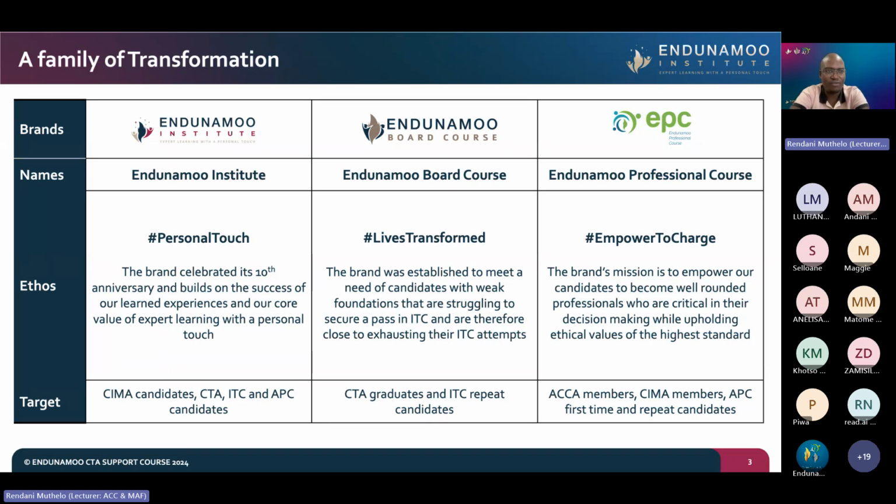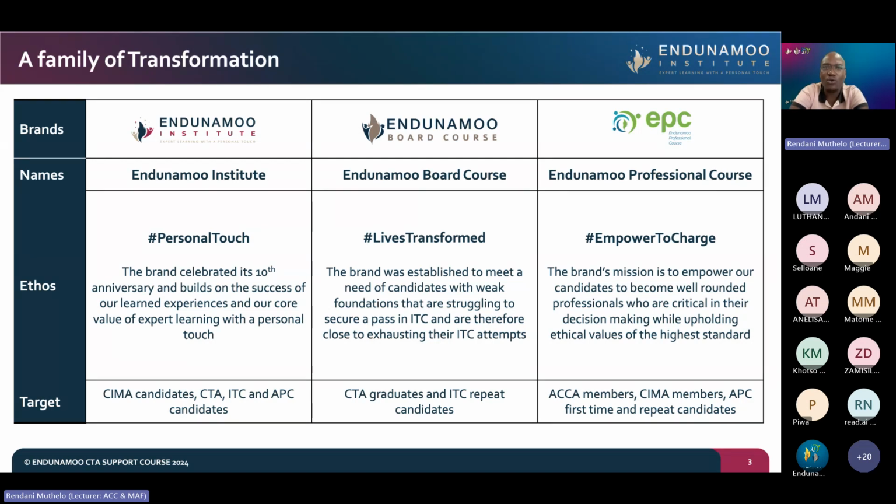And also, from the last time we met, our program was mostly focused on CTA and leading to the CA qualification. But since then, we've also incorporated the CIMA program into it. And now we've got a CIMA program currently preparing candidates that will be sitting for the August 2024 sitting. That program officially kicks off next week, and we are very excited about that.